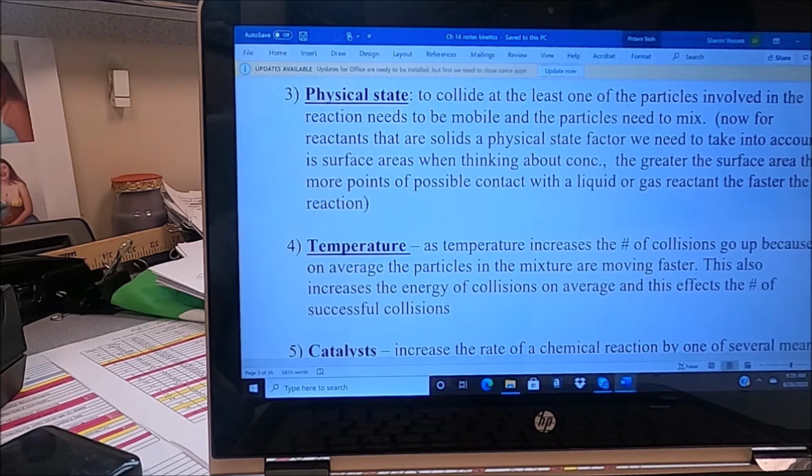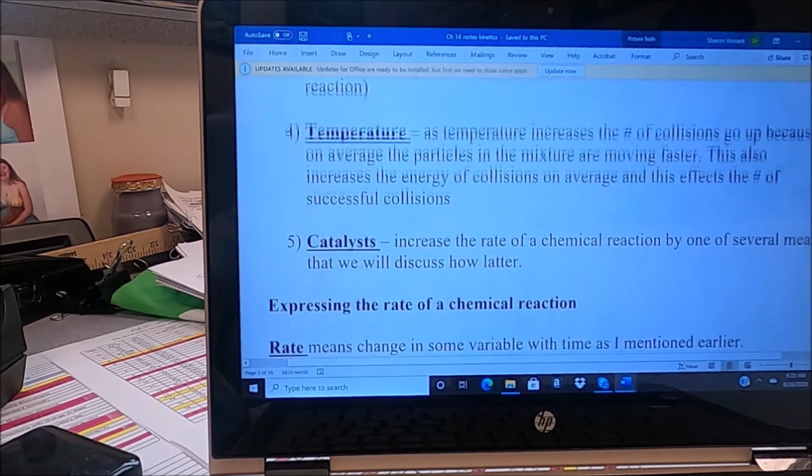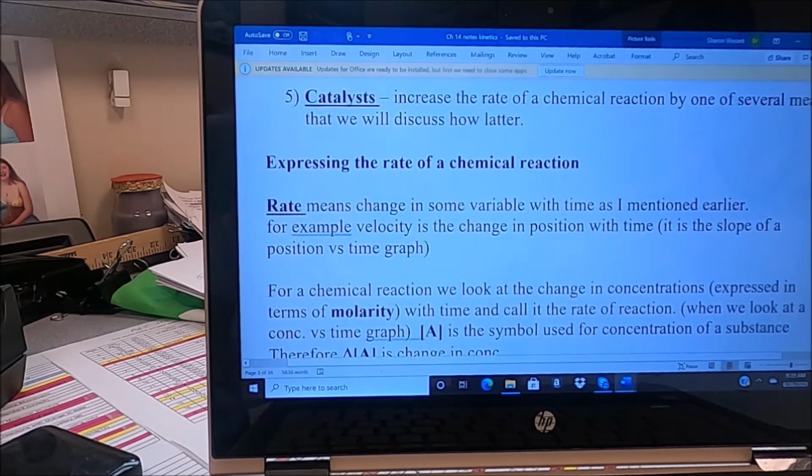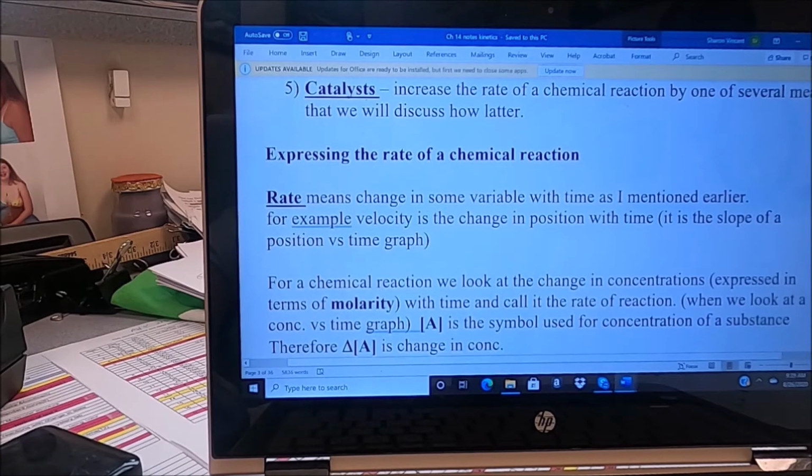Now, lastly, we come up to the catalyst. A catalyst always increases the rate of the reaction. And a catalyst is something that facilitates the reaction, but is not used up over the course of the reaction. So it's always sitting there. There are different kinds of catalysts, but an example would be enzymes. Enzymes are catalysts. We'll talk about catalysts at the end of the chapter, the very last thing.